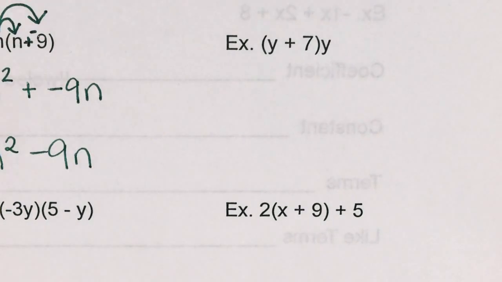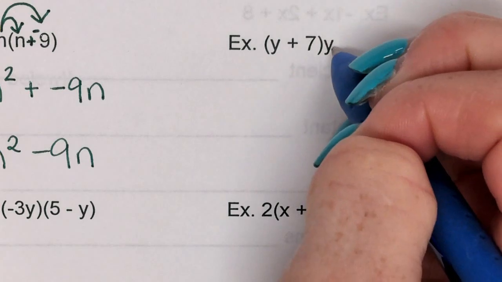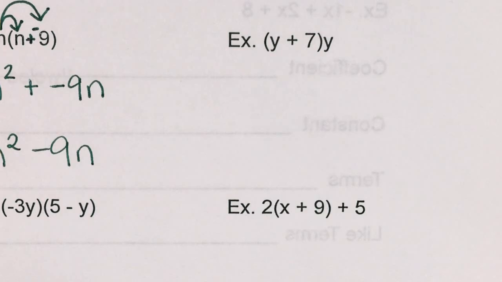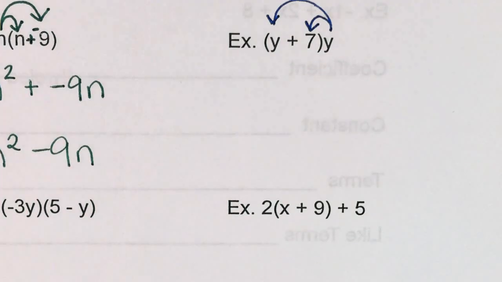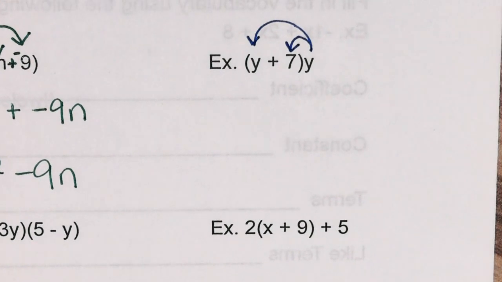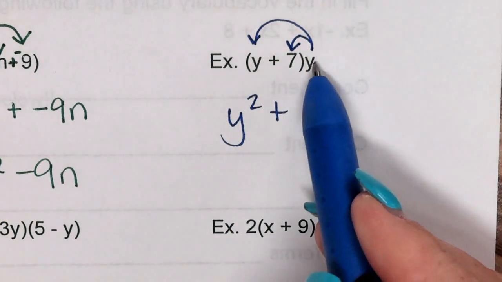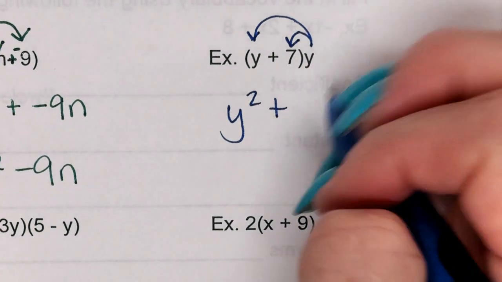Now what's different about this one? The parentheses are first and then multiplied by a y. Does it mean anything different? No. All you're going to do is distribute everything in the parentheses times y, because this is saying y needs to be multiplied by everything in parentheses. So y times y and y times 7. What did we learn? Y times y would be y squared plus y times 7. What would be the correct way to write that? 7y. Perfect.